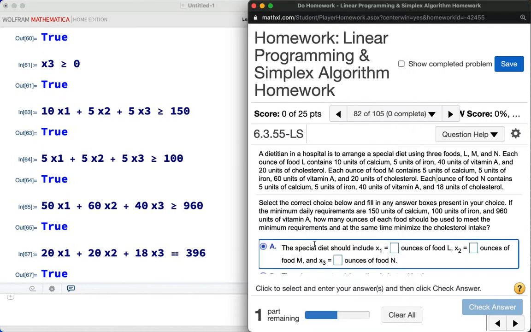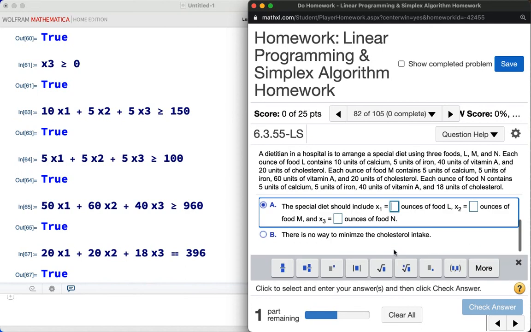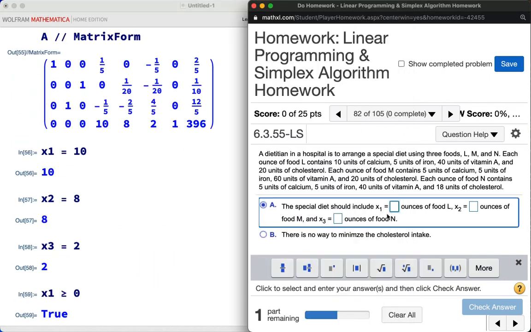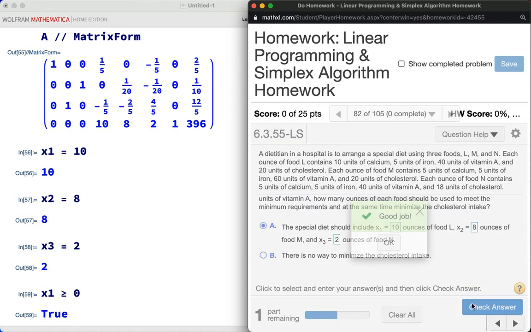So the special diet should include, let's see, what is x1 again? x1 is 10 ounces of food L, x2 is 8 ounces of food M, x3 is 2 ounces of food N. The special diet should include 10 ounces of food L, 8 ounces of food M, 2 ounces of food N, and that is correct.